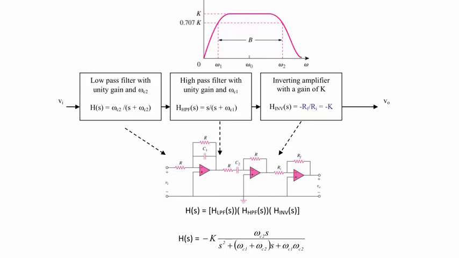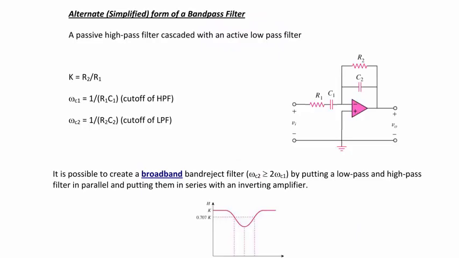So you get negative K omega C2 S over S squared plus omega C1 plus omega C2 S plus omega C1 times omega C2. So this is an approximation of a broadband bandpass filter. For this one, the bandwidth actually ends up being omega C1 plus omega C2, but it's still approximately omega C2 because it's a broadband and this is so much bigger than omega C1. And the resonant frequency is still the square root of omega C1 times omega C2.